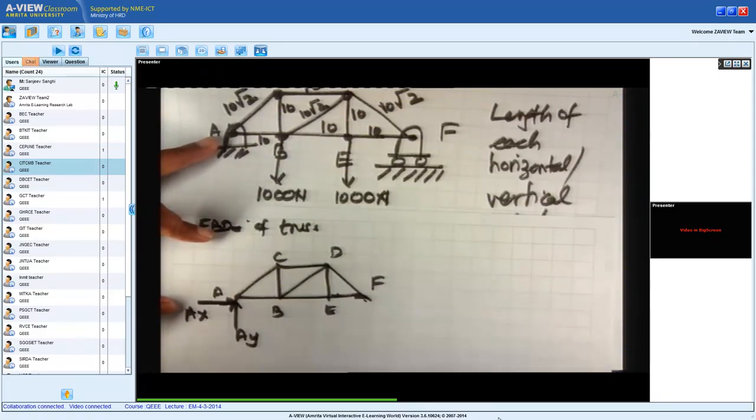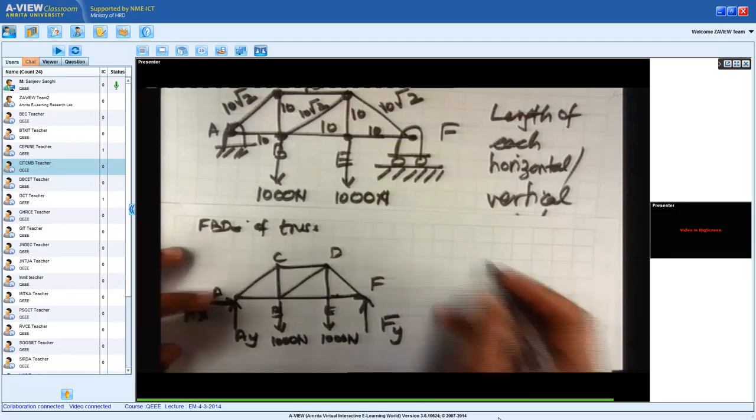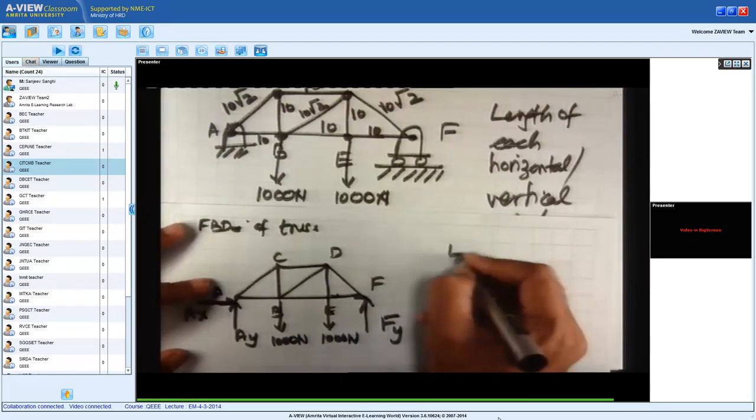Let's look at point F. Point F is on roller support, so that means no X force will come. So on point F, we'll get just Fy. These are the forces which come from the supports. In addition to this, I have 1000 Newton force here and 1000 Newton force here. Each of these lengths is 10. So let's now carry out an equilibrium.